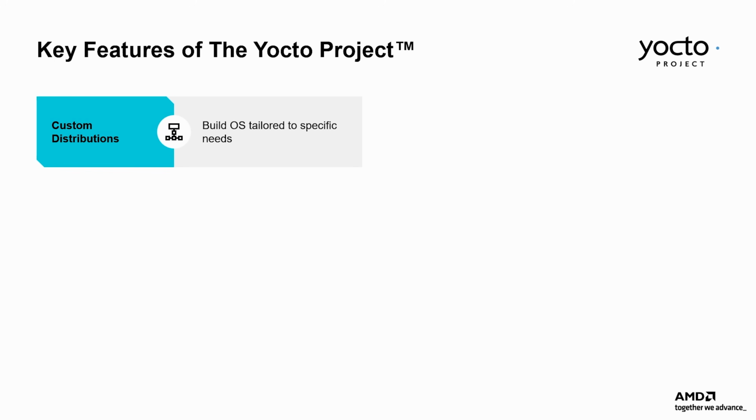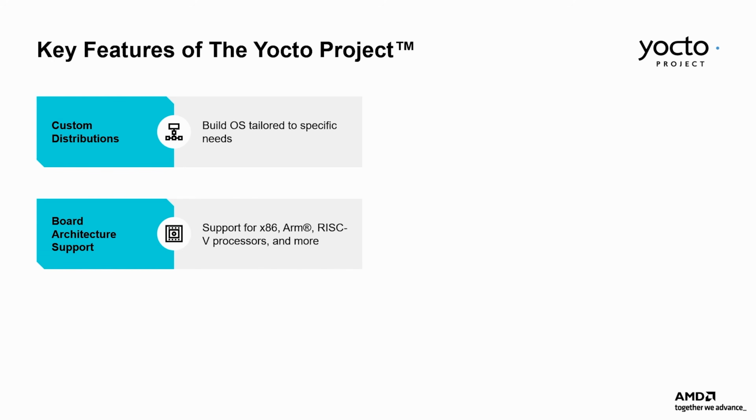Let's explore some of the key features of the Yocto project. First, custom distributions. Yocto project enables developers to create tailored Linux distributions customized to meet specific system requirements. Next, architecture support. The project is highly versatile, supporting x86, ARM, RISC-V, and other architectures, making it adaptable to a wide range of hardware platforms.